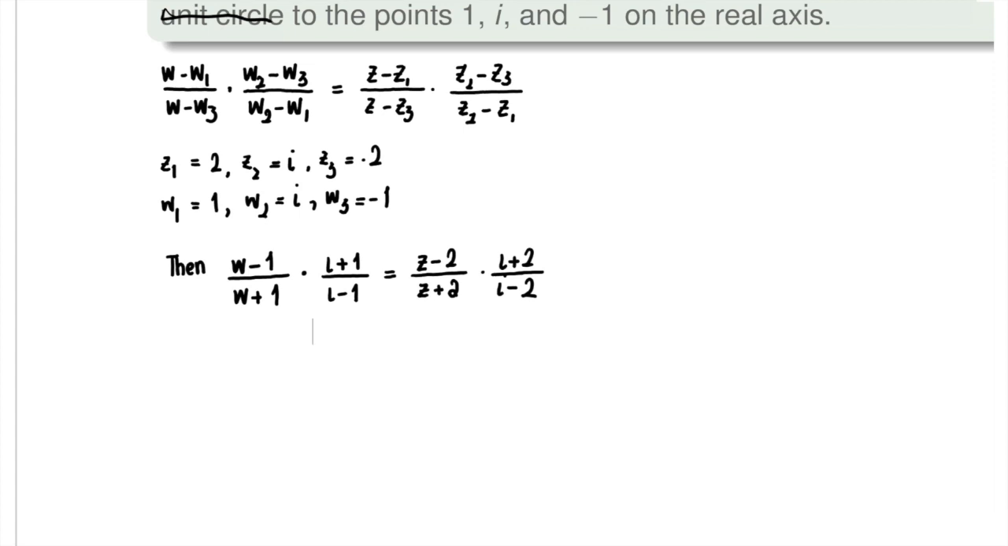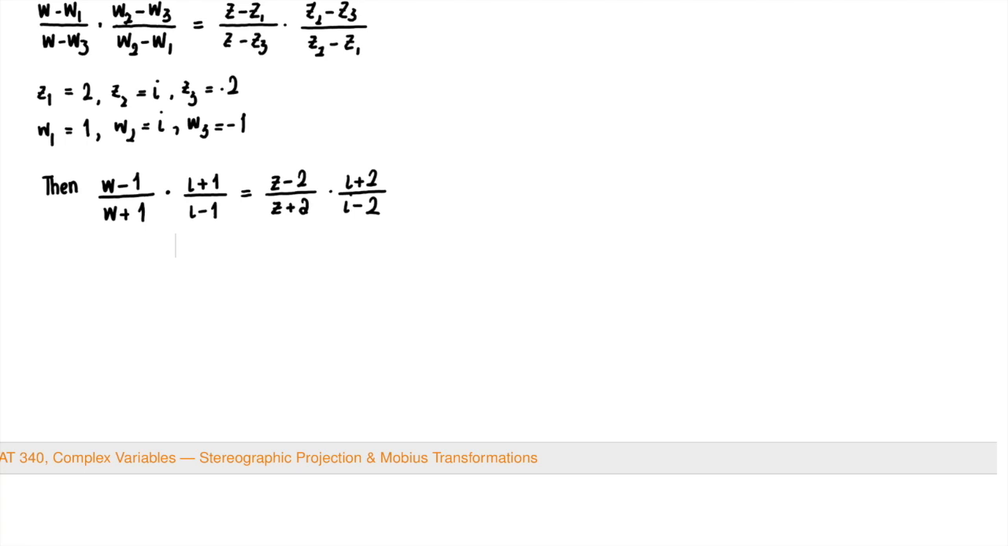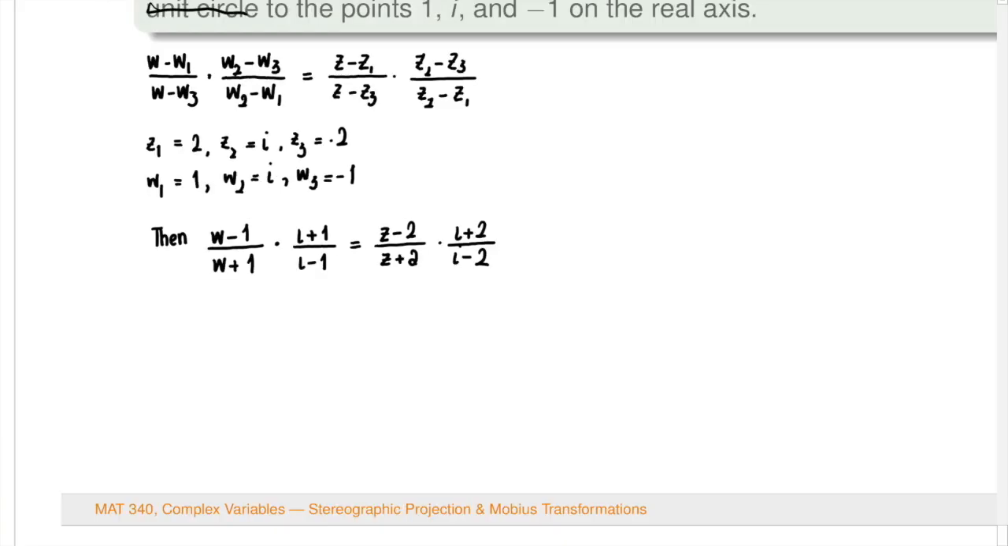Remember, we are trying to solve for w equal to some function of z, because that's what our Mobius transformations look like. What I'm going to do is clear the (i + 1) divided by (i - 1) on the left-hand side by multiplying both sides by (i - 1) over (i + 1). When I do that, on the left-hand side we're left with (w - 1) divided by (w + 1), and on the right-hand side, this is the equality we're left with.